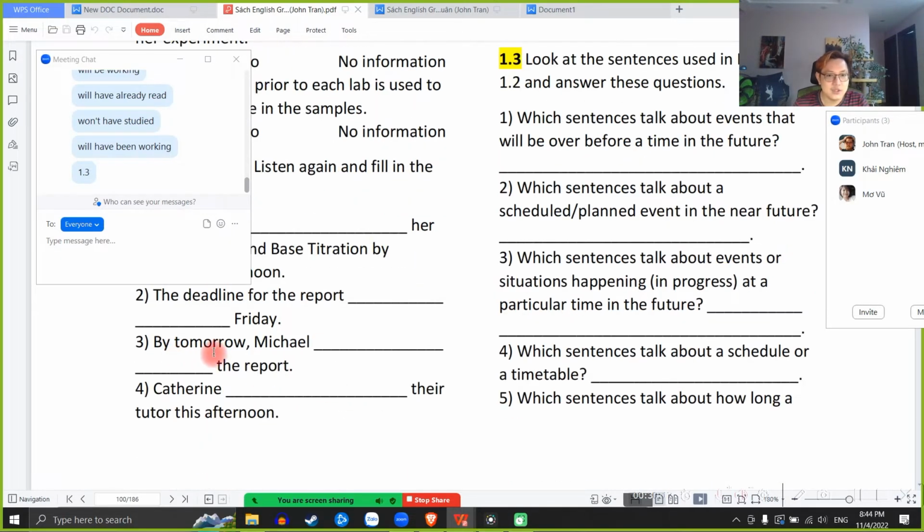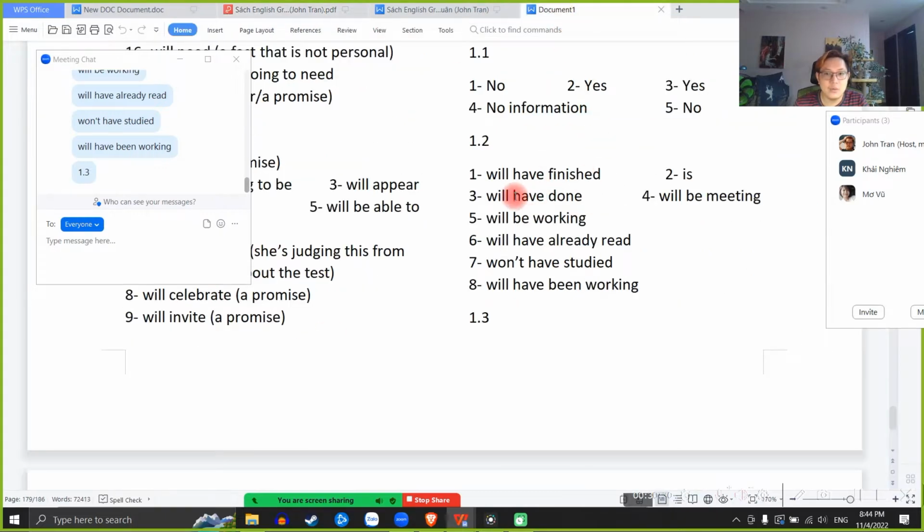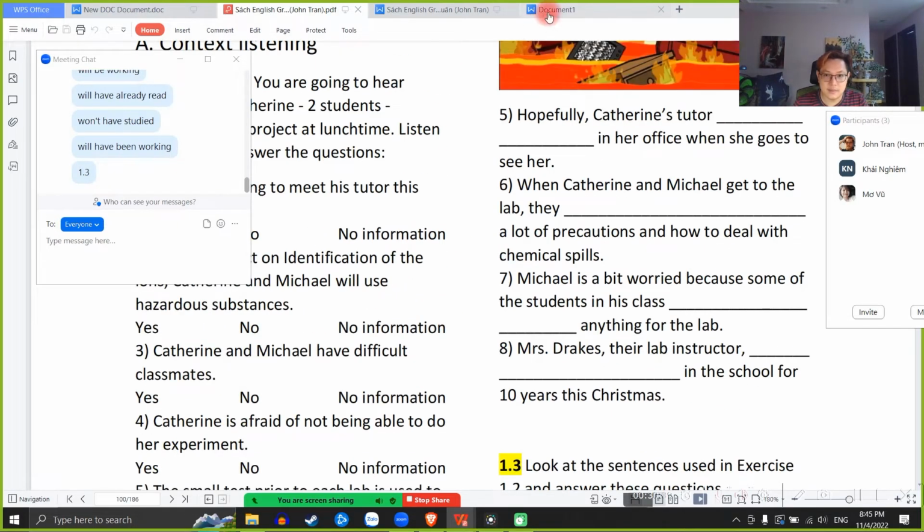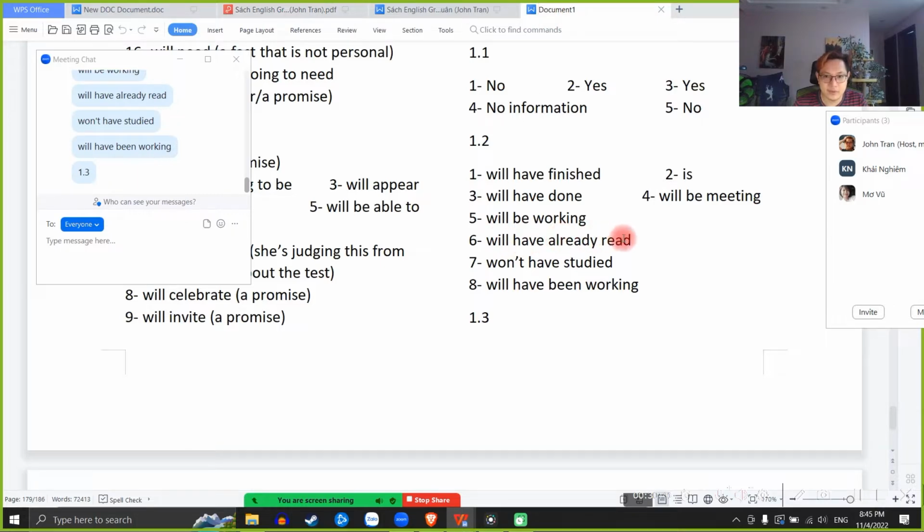Number 3, it's by tomorrow, Michael will have done his report. The report. Vào ngày mai, Michael sẽ đã hoàn thành cái bài tường thuật của anh ta rồi. Tức là nó đã hoàn thành rồi, kết thúc rồi trước một thời điểm tương lai. So it means it will be over before a time in the future. Number 6, it's will have already read.